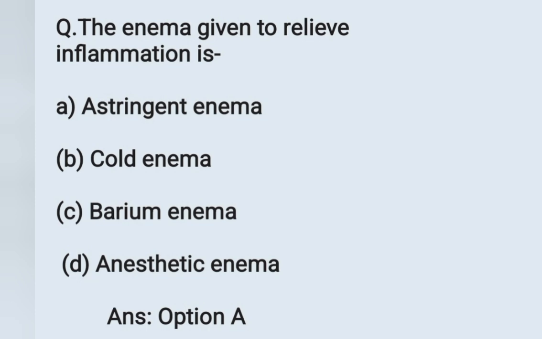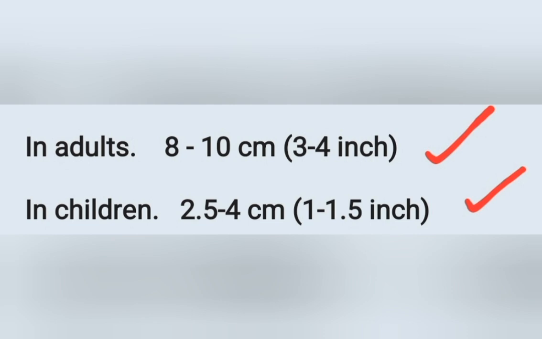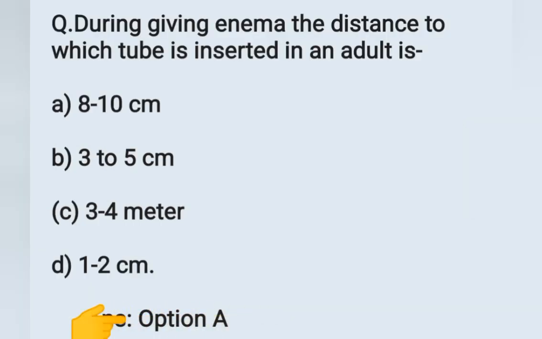And the next question: during giving enema, the distance to which the tube is inserted in an adult is? Option A 8 to 10 centimeter, option B 3 to 5 centimeter, option C 3 to 4 meter, option D 1 to 2 centimeter. In case of an adult, the tube is inserted up to 8 to 10 centimeter, that is 3 to 4 inch. For children, we can insert the tube up to 2.5 to 4 centimeter, or 1 to 1.5 inch. So here the correct answer is option A, 8 to 10 centimeter.